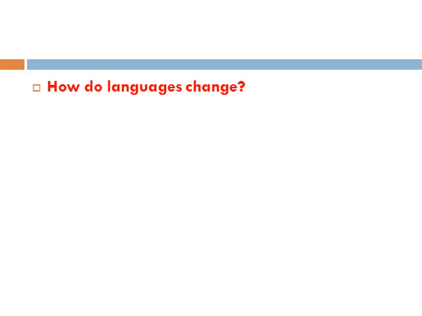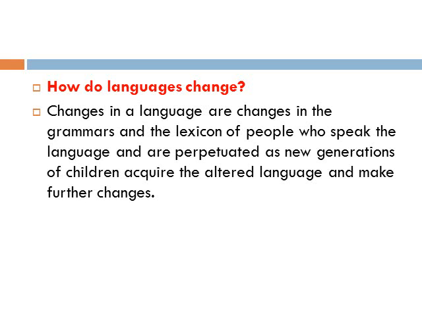So how do languages change? Of course, we're more concerned with semantic change. So how does language change take place? Changes in the language are changes in the grammar and the lexicon of people who speak the language and are perpetuated as new generations of children acquire the altered language and make further changes. So as time goes by, as new generations learn the new forms of the language, the rather old forms with old meanings kind of fade away.